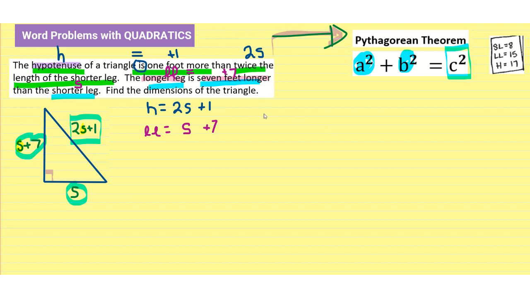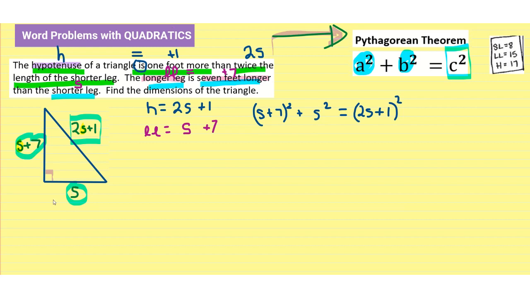Okay, so we're going to have (S plus 7) squared. That's the long leg. Long leg plus the short leg, S squared. And that's going to be equal to the hypotenuse squared. So that's going to be (2S plus 1), oops, forgot my 1 there, plus 1 squared. Okay, so we are going to have to work out this part right here by foiling it. We're also going to have to foil this part. So you may want to do that on another corner of your page. So that's what I'm going to do.